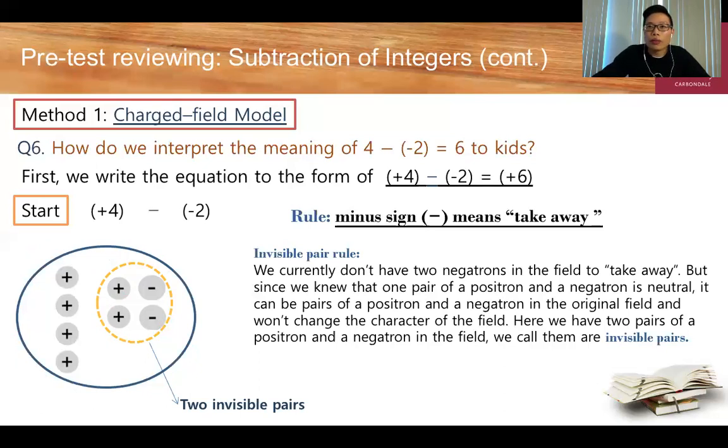And now we will take away 2 electrons. We will take away 2 electrons from the pairs, right? So that means we break the pair, just like breaking a balance. And breaking the pair will make these two positrons visible in the field. Okay, again.